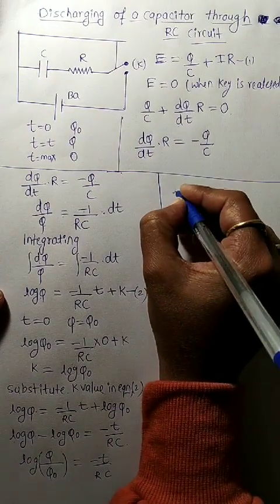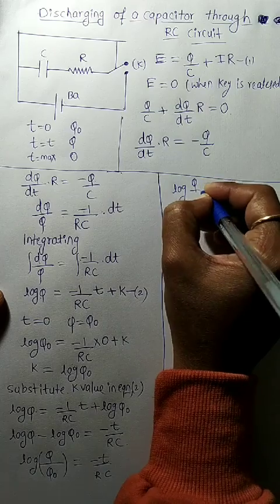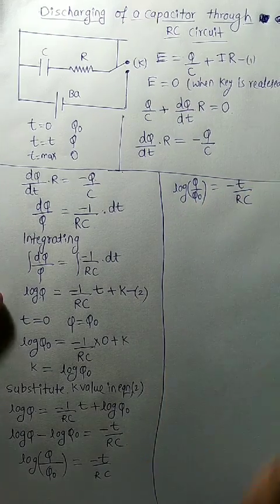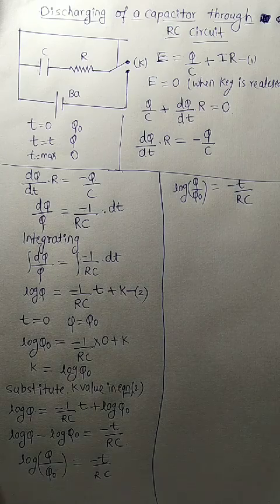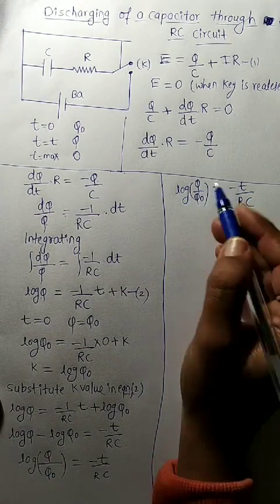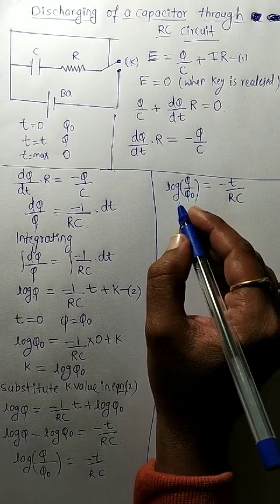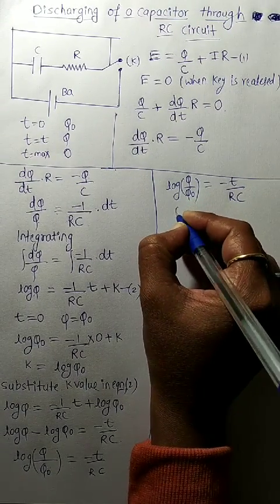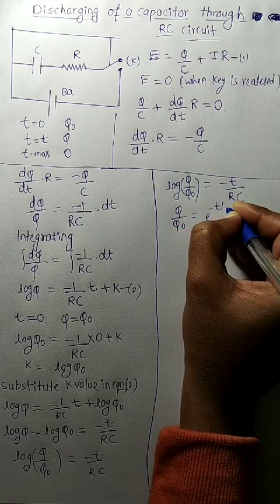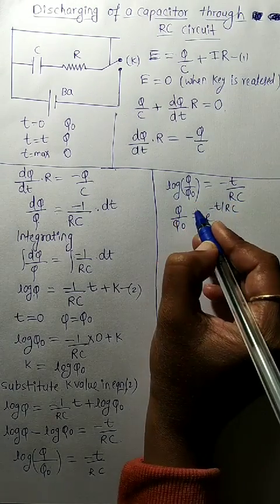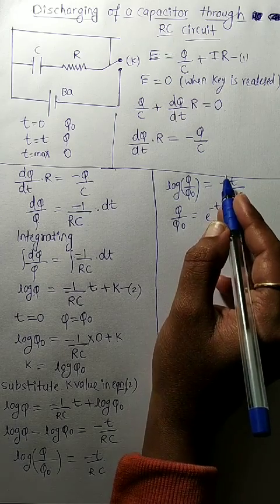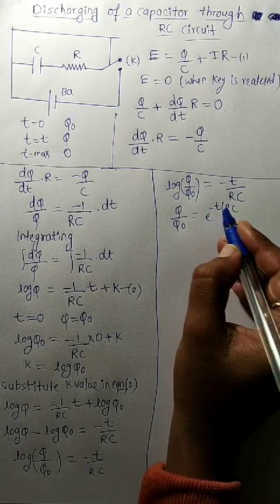I'll write the same equation here. Log of Q by Q naught is equal to minus T divided by RC. And already you know, when we take the log transfer, it becomes e raised to. So the equation we got is Q by Q naught is equal to e raised to minus T divided by RC, because when you take the log transfer, it becomes e raised to this power. So e raised to minus T by RC we got.